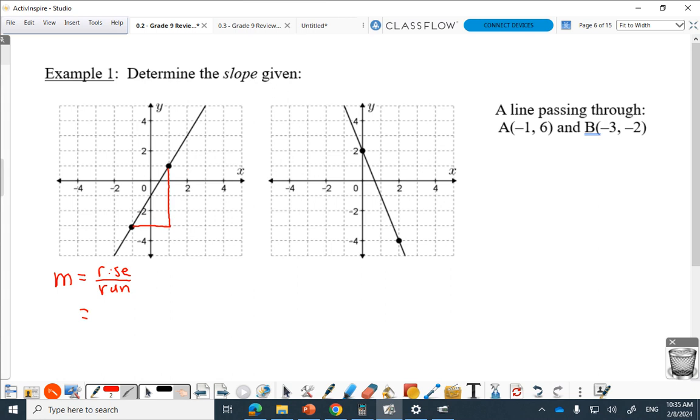1, 2, 3, 4. That's how much it rose. I can count the squares. 1, 2, 3, 4. And then the run is 1, 2. I'm going to label that on my picture. And maybe with rise over run, this is the first time where you go, oh, I really get that now. The rise and the run. I need both. So this slope is 2.